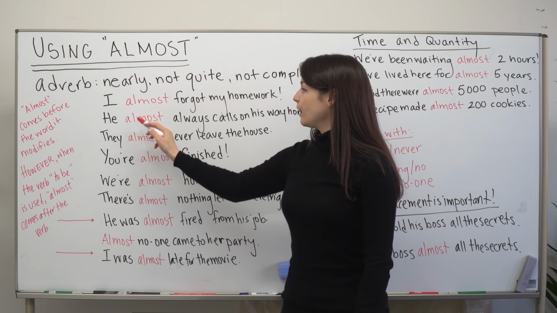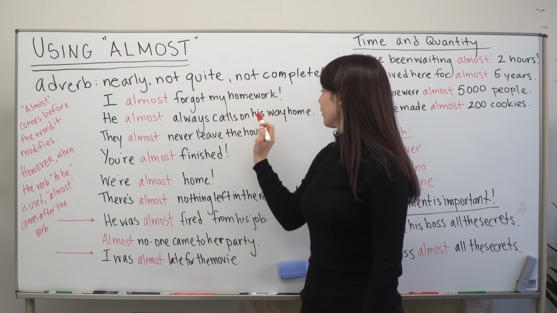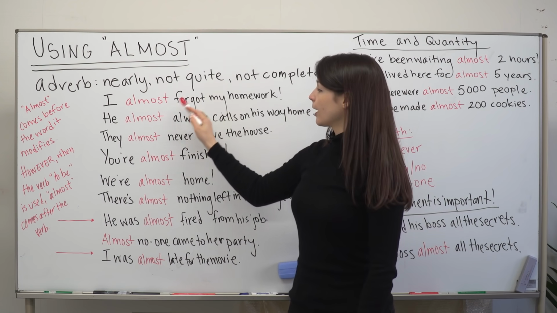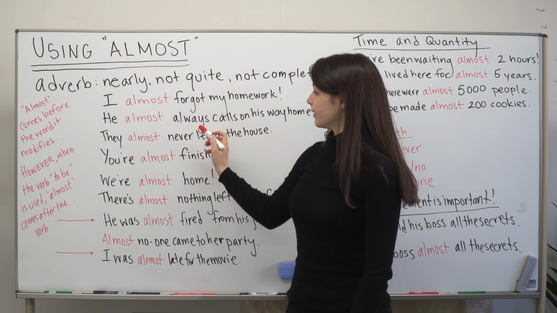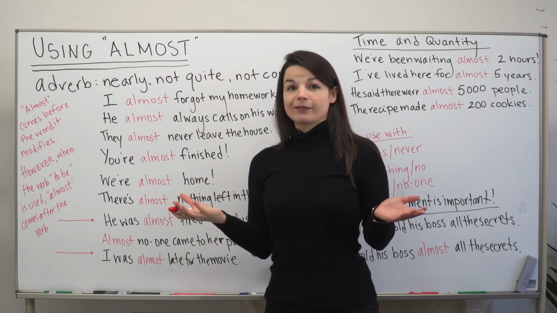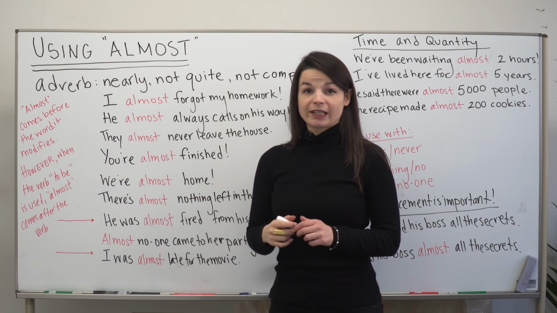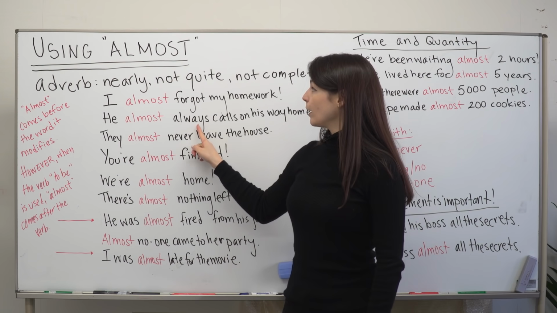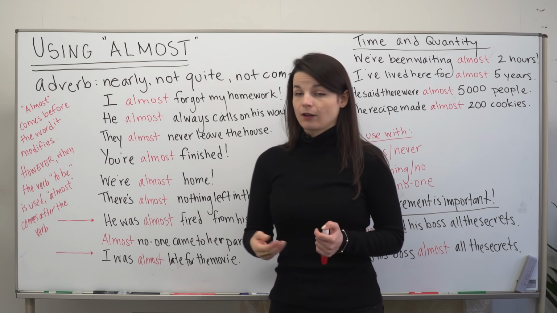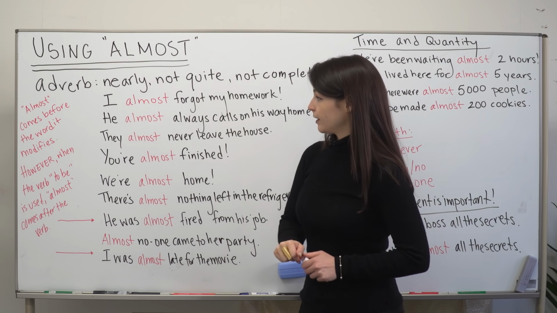Another example: he almost always calls on his way home. So here it comes before the word always. Almost always, meaning maybe 95% of the time or 90% of the time. So not always, but very nearly always calls on his way home is the meaning of this sentence.